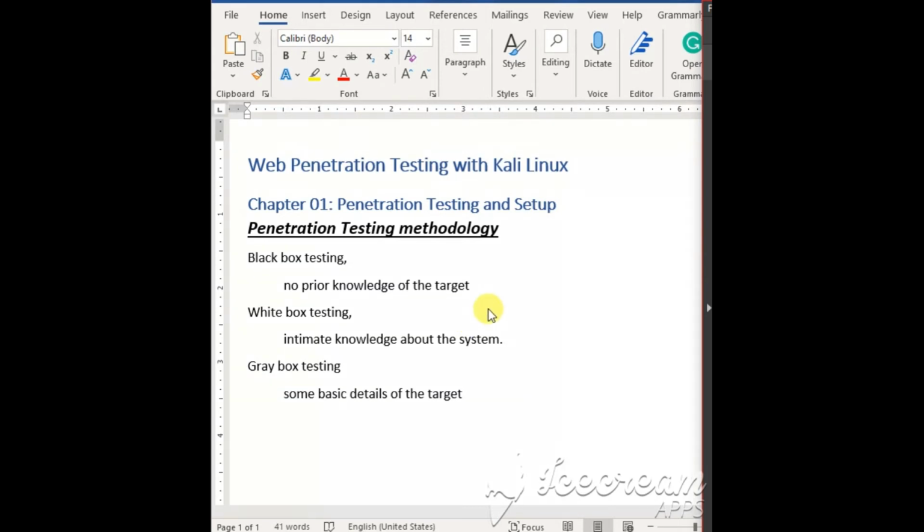Then we have white box testing. It is when a pen tester has intimate knowledge about the system. The goals of the pen test are clearly defined, and the outcome of the report from the test is usually expected. The tester has been provided with details on the target, such as the network information, types of systems, company processes, and services.